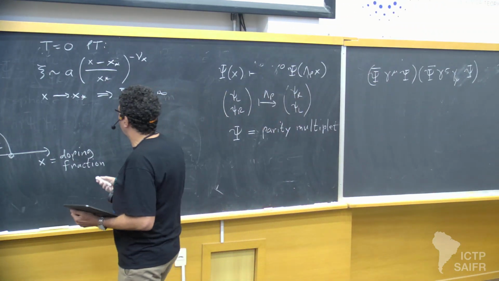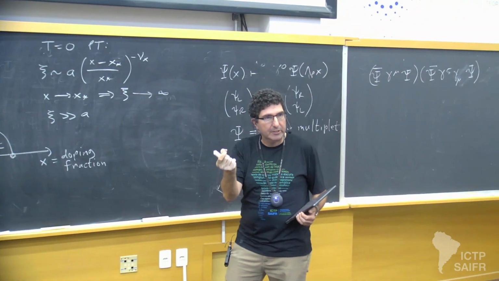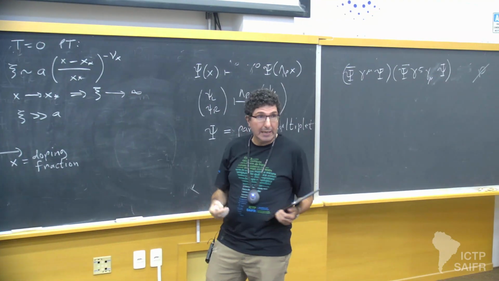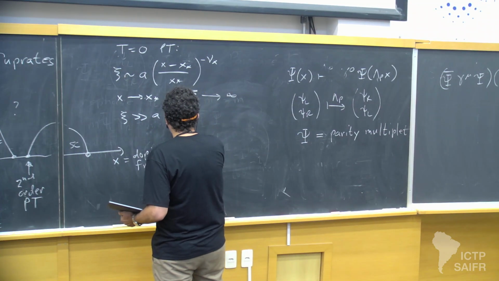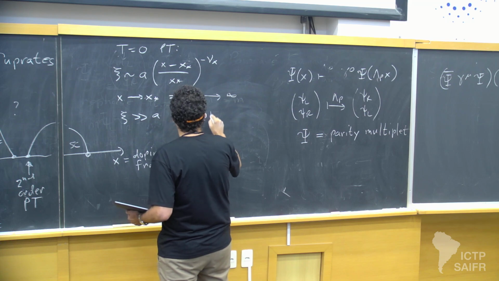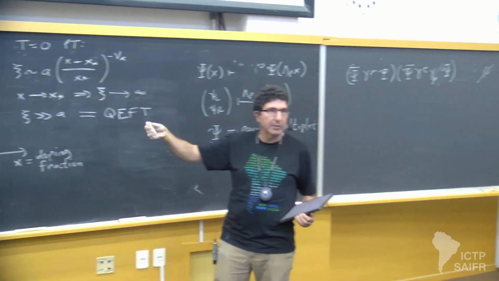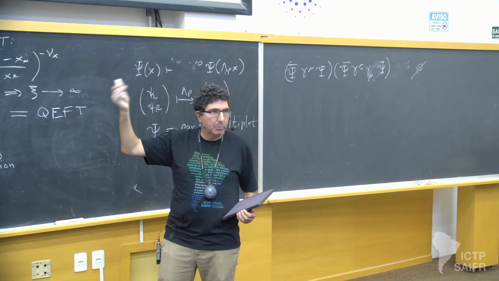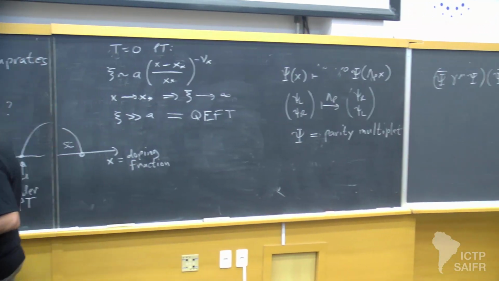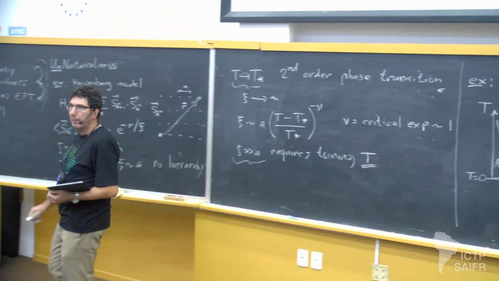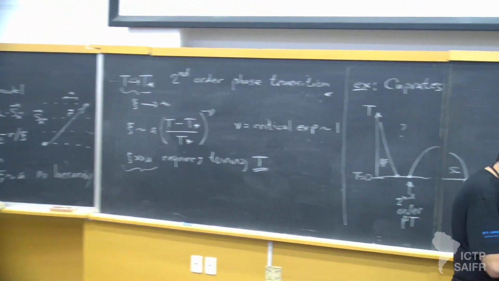And so here, what I claim is if I have xi much greater than a, so suppose I'm able to make the doping fraction very, very close to x star so that I have a very large correlation length, then the long-distance physics of this theory is exactly described by a quantum effective field theory. It's a quantum theory because it's the quantum spins that are the main important degrees of freedom here. And it has a long correlation length, and it can be described by a quantum field theory. Not Lorentz invariant, but a non-Lorentz invariant quantum field theory.